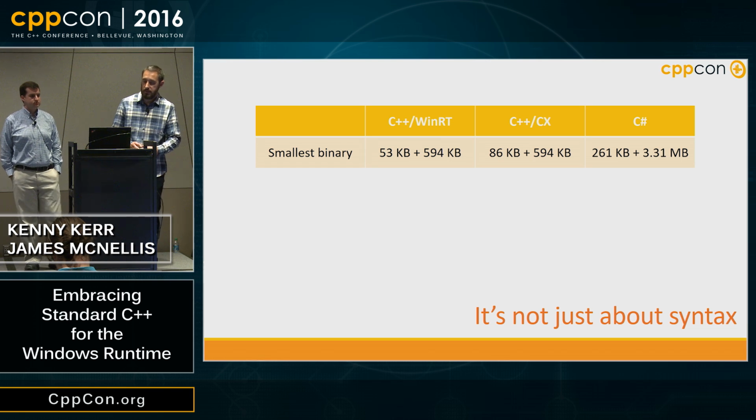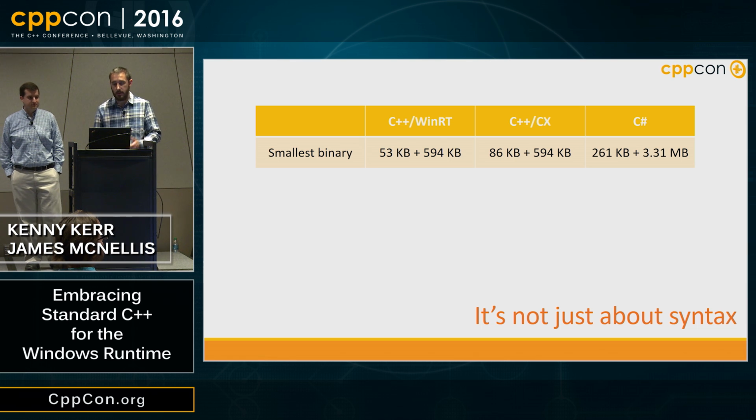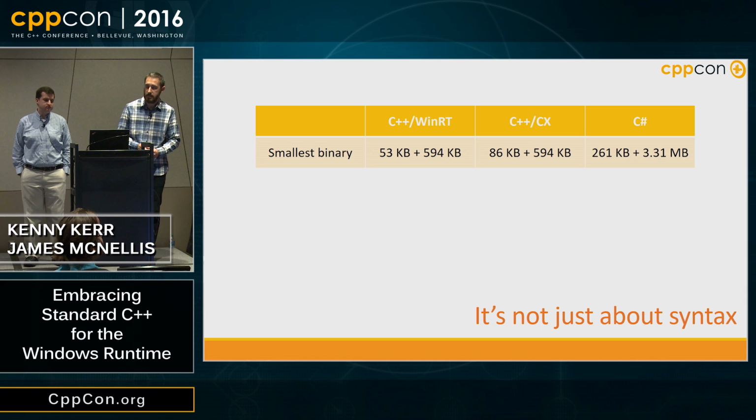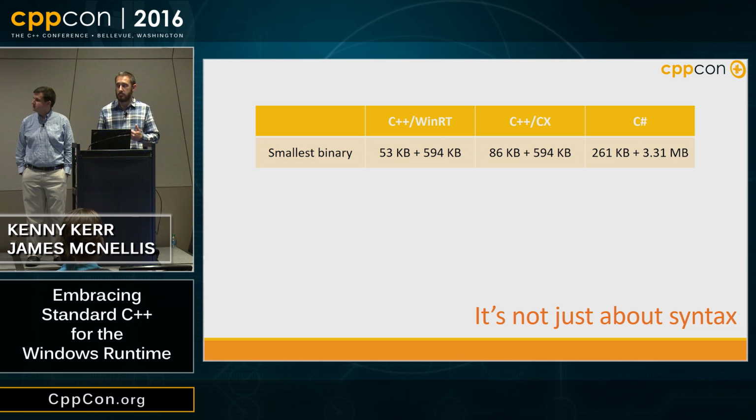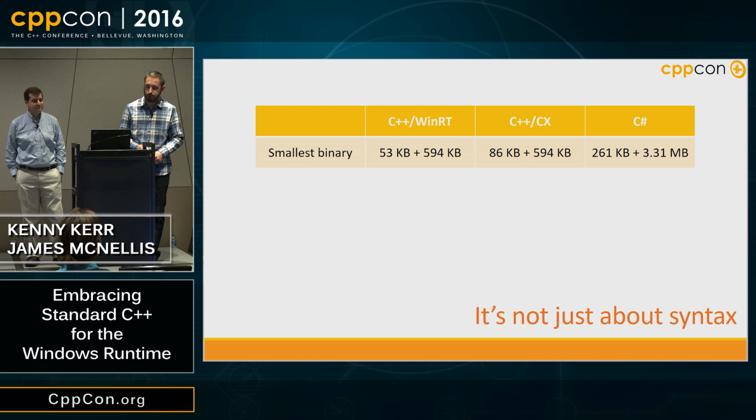With C++/WinRT, it creates an application as a whole of 53 kilobytes, with 594 bytes of Visual C++ libraries. C++/CX, 86 kilobytes. And of course, C# is a little bit heavier as an application, and then there's the .NET Framework and the other dependencies that it has. So forgetting about everything else, size really matters, especially within the operating system. You really want the smallest binary. It does impact performance in a big way.